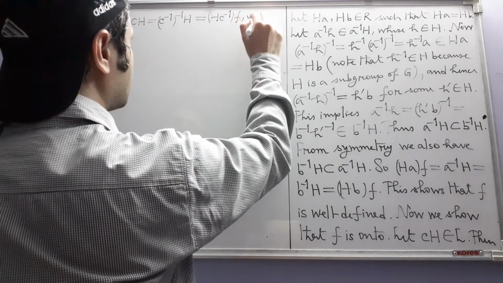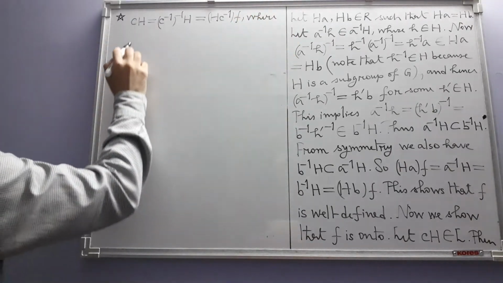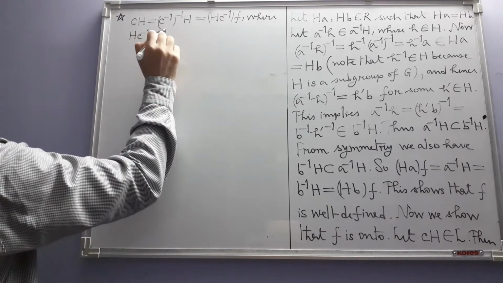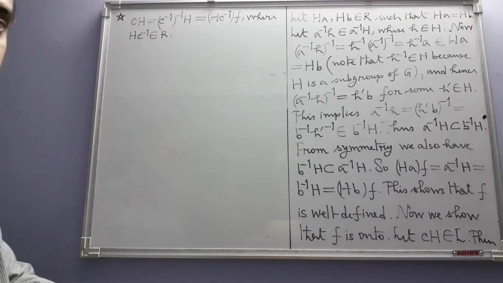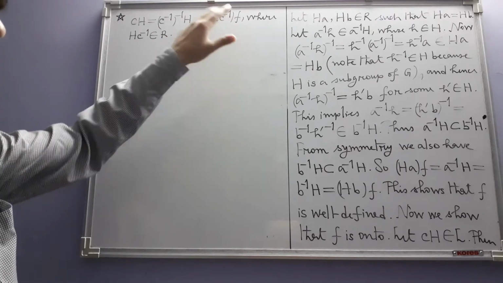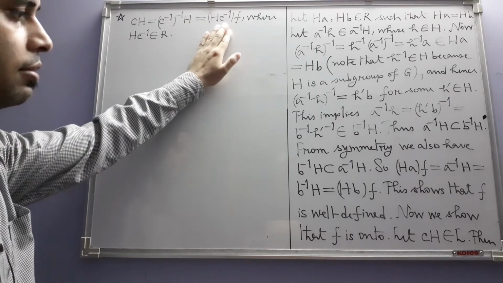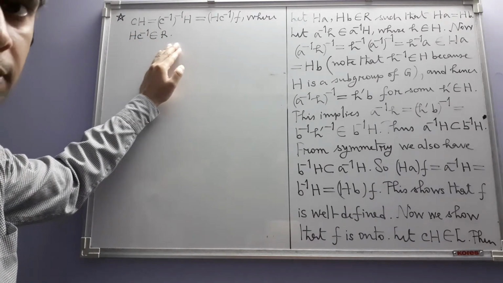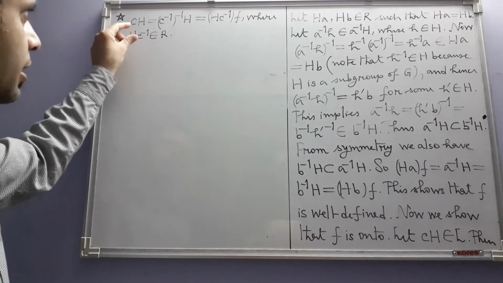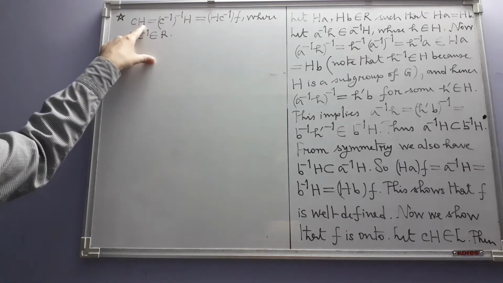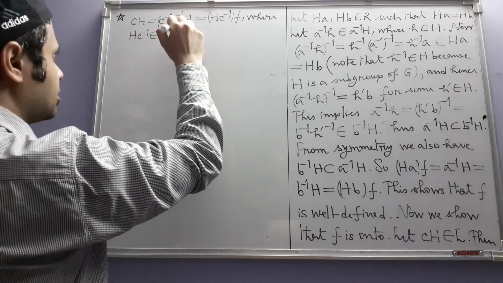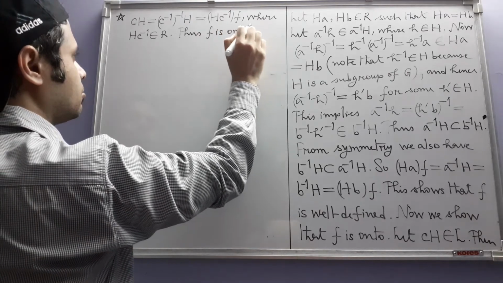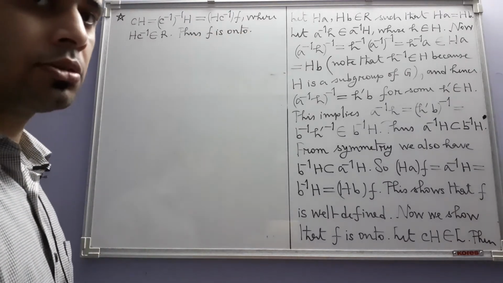where also don't forget to mention the fact that HC inverse belongs to R. Although when we are writing this, it is assumed that HC inverse has to come from R, but still it does not hurt to write that additionally, just to show that this is the input for which we are getting CH as the output. Thus, F is onto. Now next we show F is one-to-one.